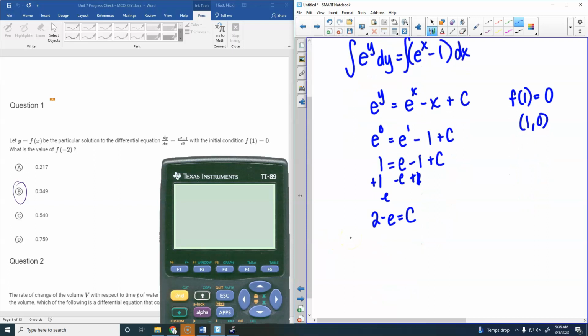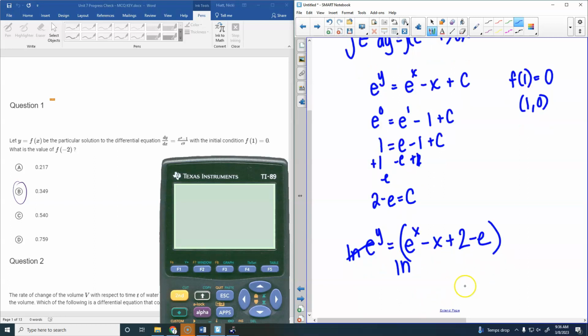So I've got e to the y power equals e to the x minus x plus 2 minus e. Also, I could have solved that for y first if I wanted. It just seemed easier to me, I think, to go ahead and plug in and find c. Because I really do need this solved for y to make it quickest. But that can be done just by taking natural log of both sides. But what you got to be careful with is natural logs don't cancel on that right-hand side. You're going to have natural log of e to the x minus x plus 2 minus e.